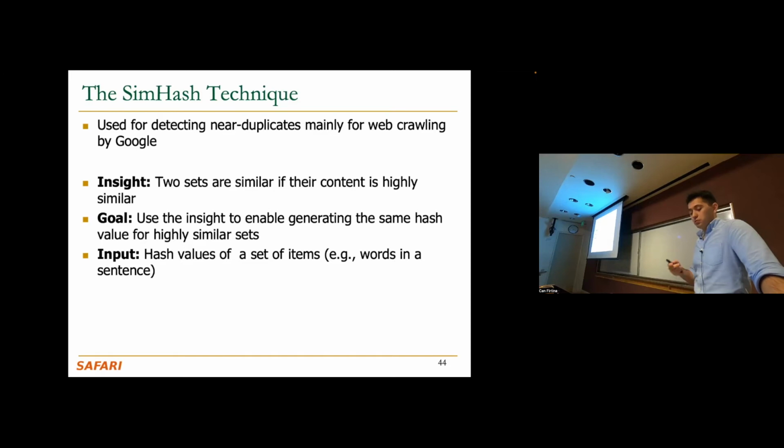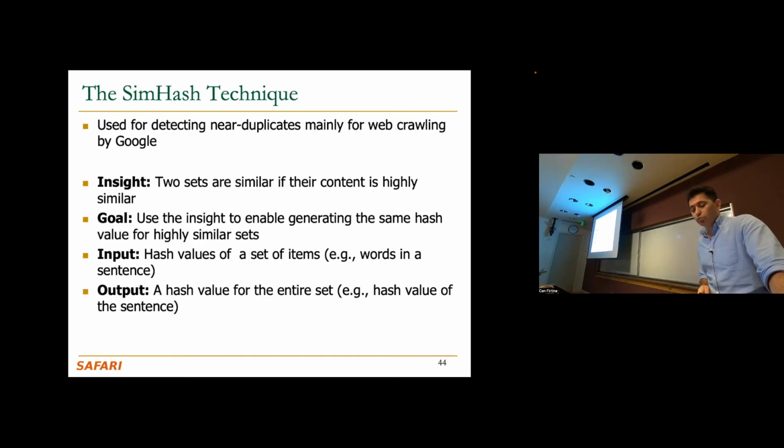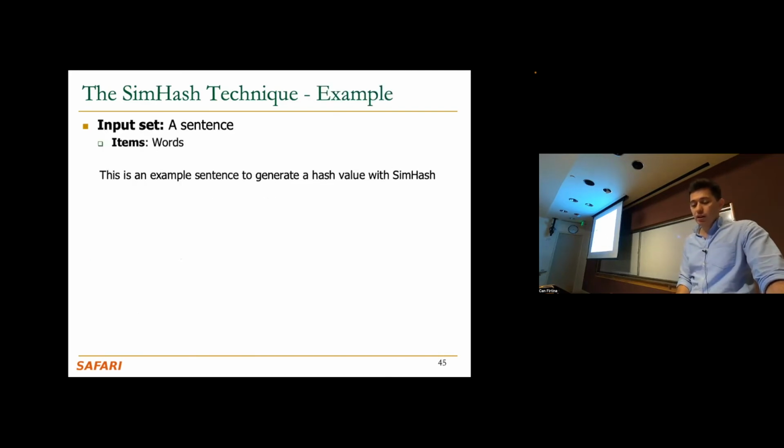For example, the set could be a sentence and its items could be the words of it. The output would be the hash value for the entire set, for example, a hash value for the sentence. So let's do it with an example. This is an example sentence, and we can consider that this sentence is the entire set that we're trying to generate a hash value for.